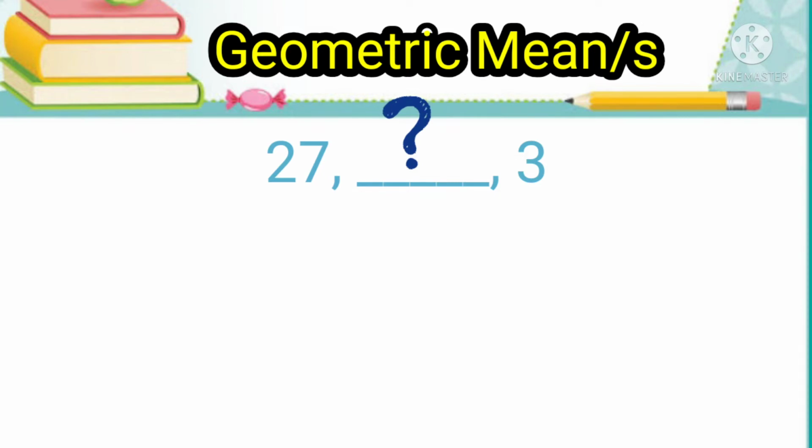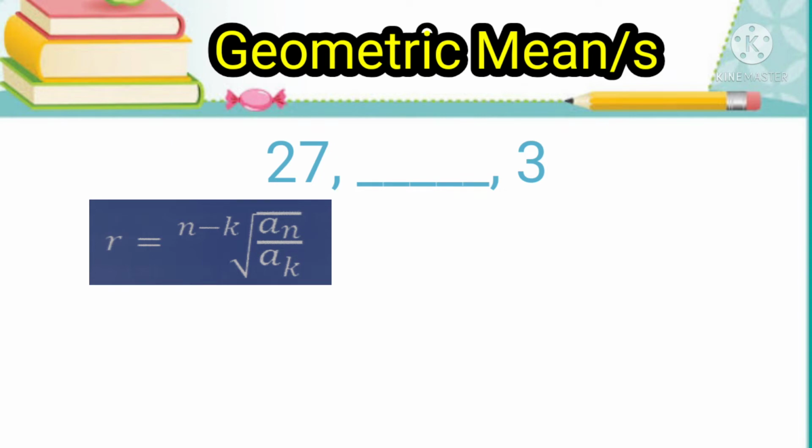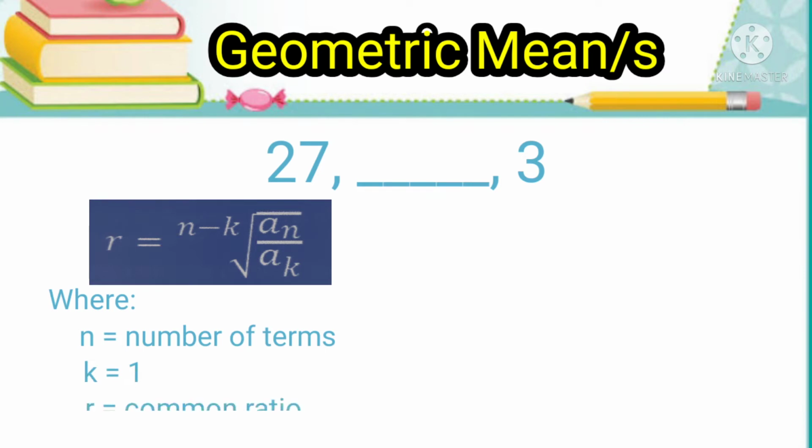We cannot solve the middle term or the next number of 27 without finding or knowing the common ratio of the given geometric sequence. So how to solve r or the common ratio? To insert term or terms, let us identify first the common ratio by using the following formula. r is equal to the n minus k root of a sub n over a sub k, where n is the number of terms, k is equal to 1 since it is the first term replacement, and r is the common ratio.